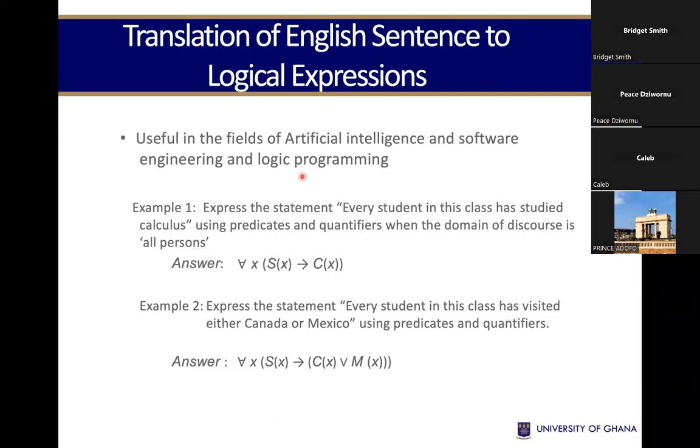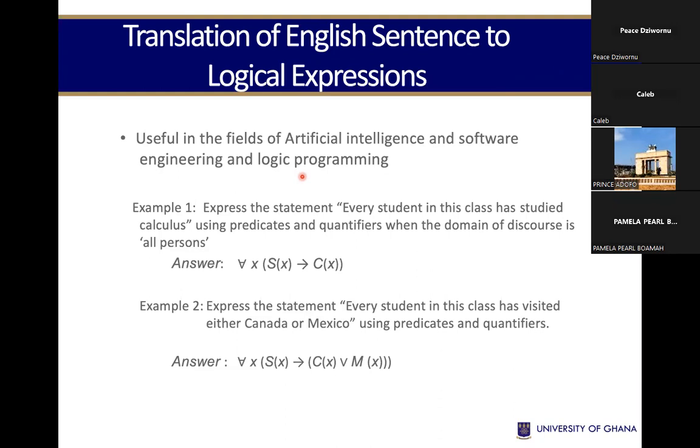Okay, so let me take it from example 1. With example 1, it's kind of a question, an implication where you have to turn it all around. So the domain of the discourse is all persons. I just want to know what makes this statement an implication, because there's no if statement and all that, or it doesn't necessarily have to be.